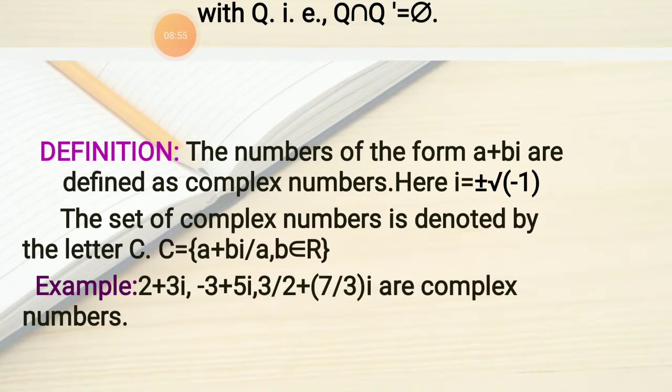Now we go to complex numbers. The numbers of the form a plus bi are defined as complex numbers. i equals plus or minus root minus 1.